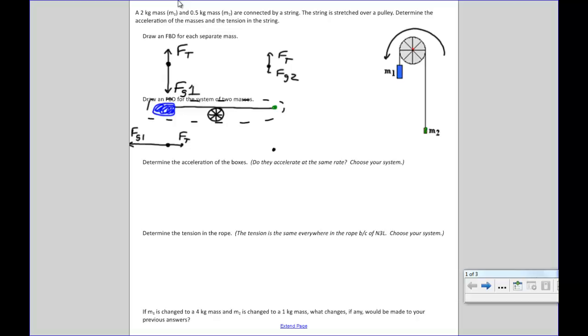And for the green mass, this force of tension should be which way? Left? Yeah.